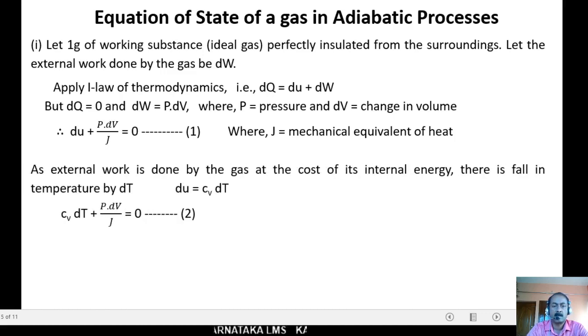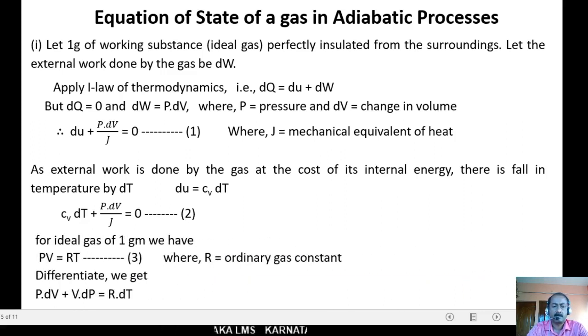As external work is done by the gas at the cost of its internal energy, there is a fall in temperature by dT. Then dU equals Cv into dT, where Cv is the specific heat of gas at constant volume. Substituting dU equals Cv dT in equation 1, we get Cv dT plus P dV upon J equals 0. Let it be equation 2.